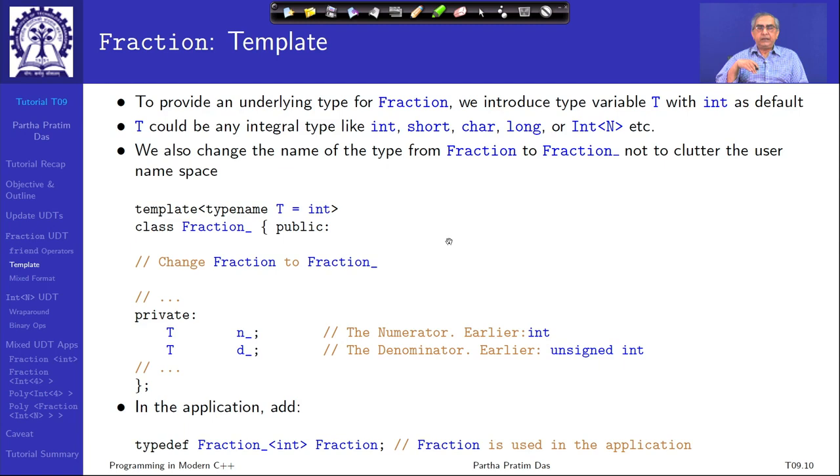Making it into a template is also relatively easy, because all that we need to do is use a templatized type T with default as int, and this type T could be any of the integral types: int, short, char, long, any of the signed integral types, and it could be some integral types that the user has defined, like int n.